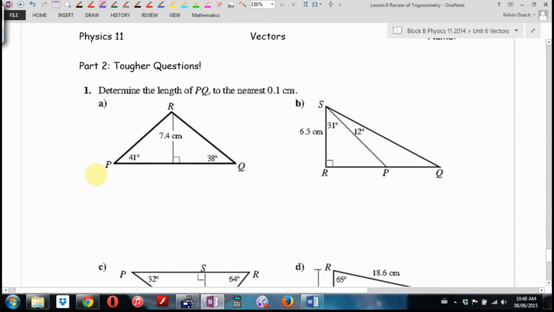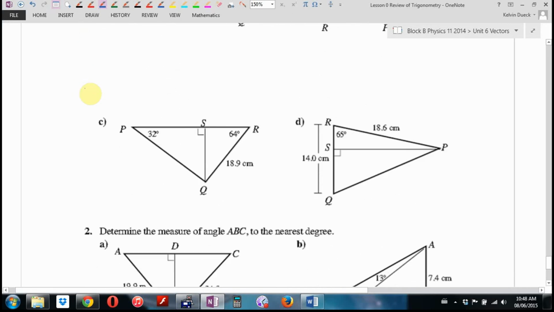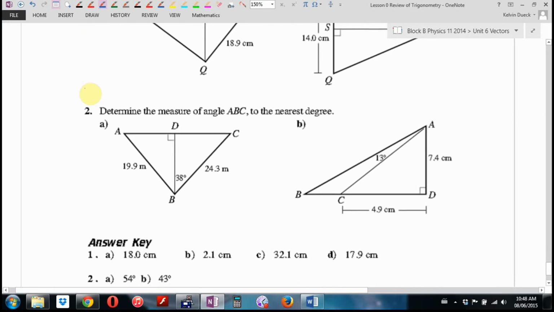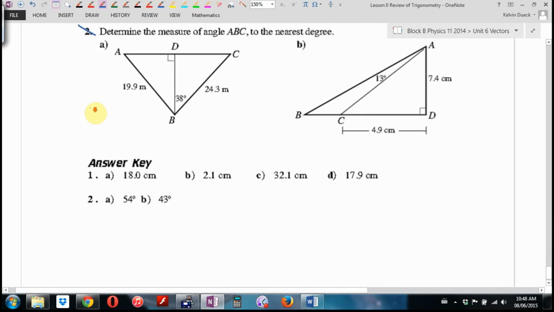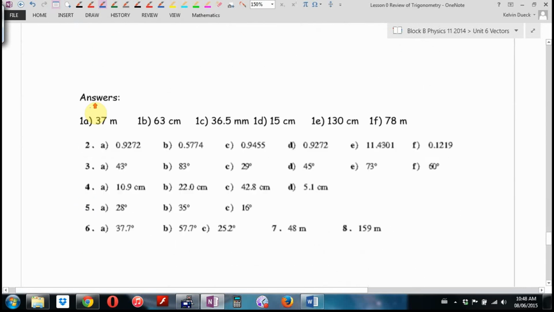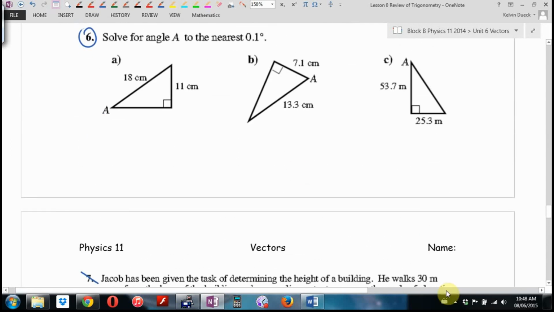Tougher questions. Part 2. See if you can get number 1. Your hint in number 1 is you're going to have to hopscotch. You're going to have to use something to find something to get something. But you can nuke number 2. Okay? You got the rest of class.